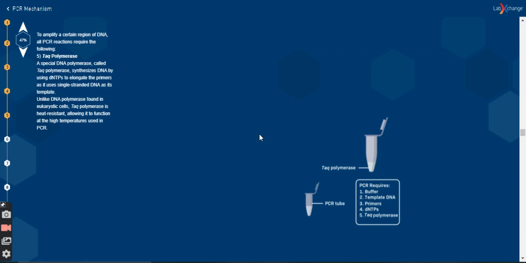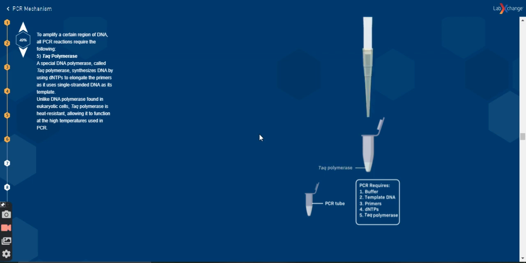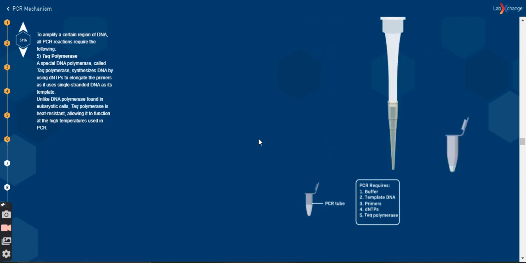Next, we need Taq polymerase. A special DNA polymerase called Taq polymerase synthesizes DNA by using dNTPs to elongate the primers as it uses single-stranded DNA as its template. Unlike DNA polymerase found in eukaryotic cells, Taq polymerase is heat resistant, allowing it to function at the high temperature used in PCR.